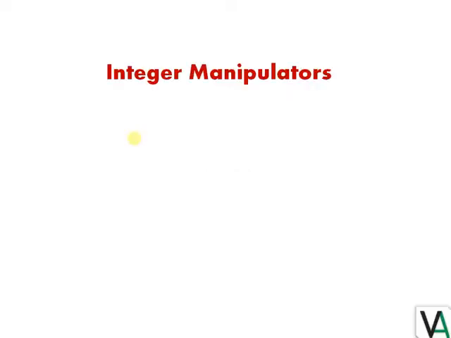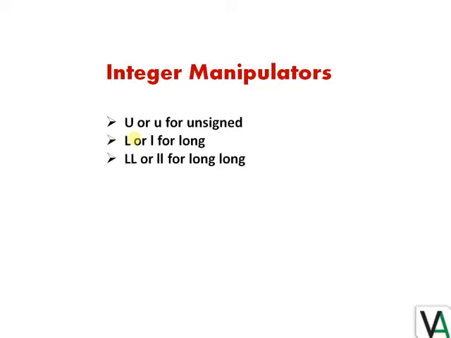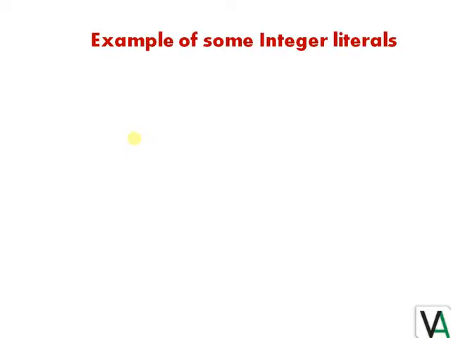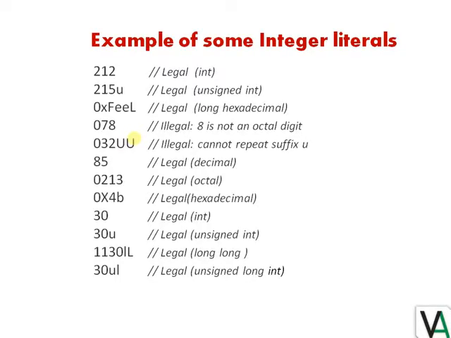Next are integer suffixes. These are the data type modifiers, and we have U in lower and uppercase for unsigned int, L for long, and double L (LL) for long long int. Okay, next we have some examples of integer literals. These are examples of legal ones, and some illegal ones are also displayed in this slide. Just check out the illegal ones.